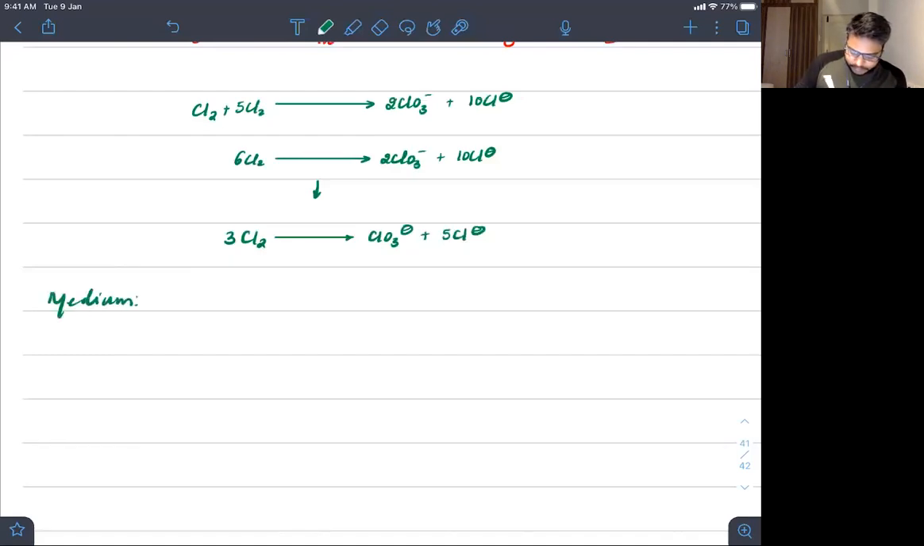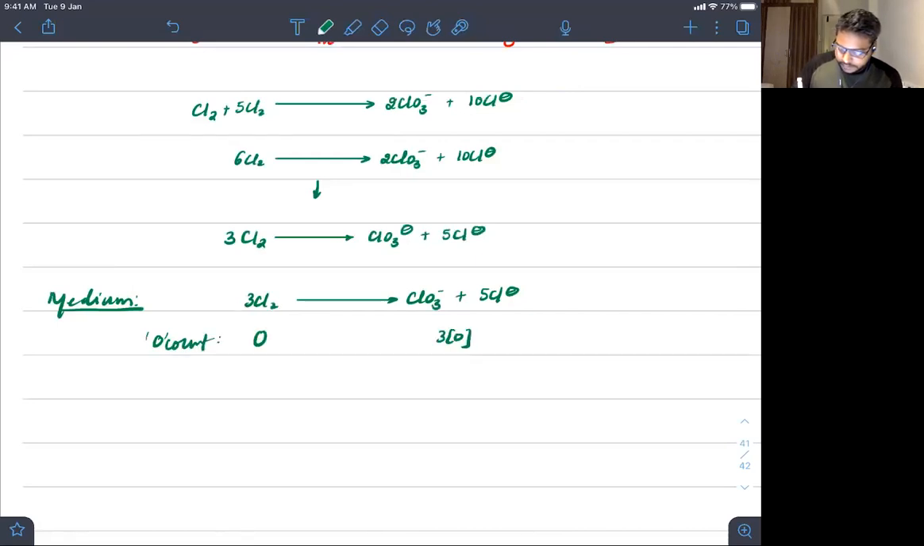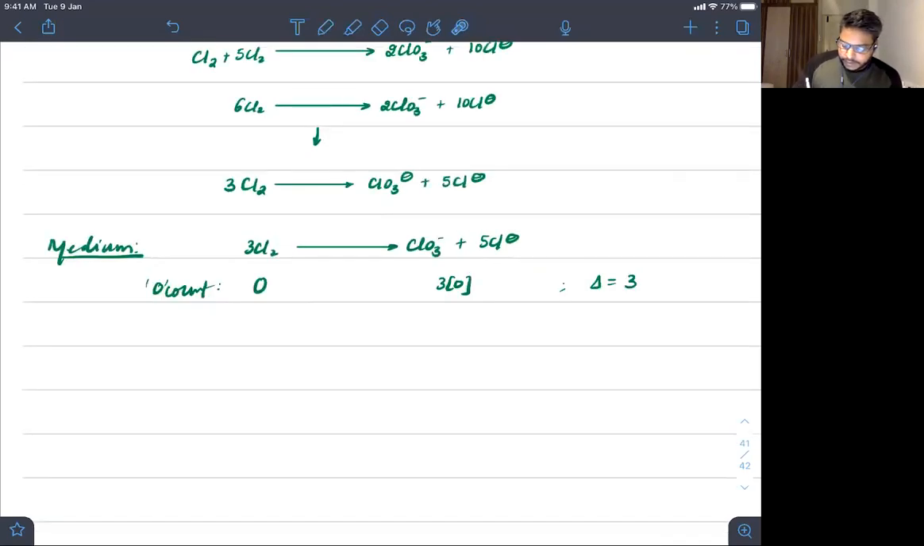Medium is basic. So for that, we need to count the number of oxygens on the left hand side and on the right hand side. Oxygen count on the left hand side is 0. Right hand side, there are 3 oxygens. So delta is 3. And like I said, on the rich side, we'll be adding water. This is the rich side, so I'll be adding 3 times of water. And on the deficient side, we'll be adding 6 times of OH minus. Double the number of that.